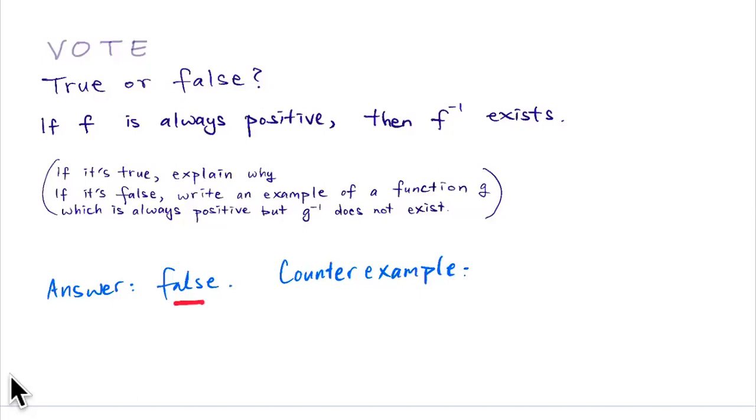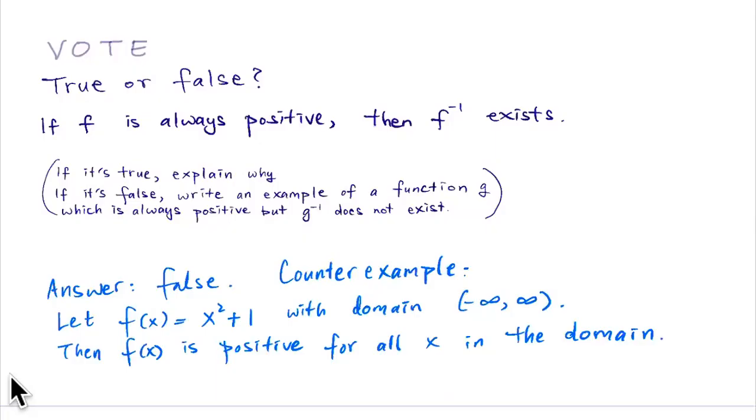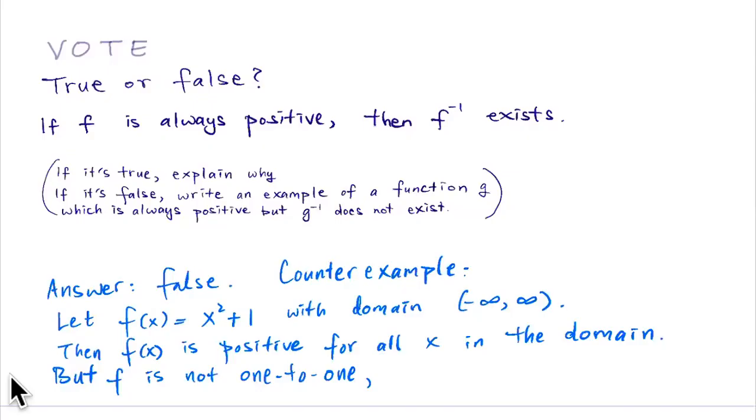When you say this is false, you want to come up with a counterexample showing that it is false. Let f of x be x squared plus 1, defined on the domain of all real numbers. Then this function is positive everywhere, but it is not one-to-one. Since it is not one-to-one, the inverse does not exist.